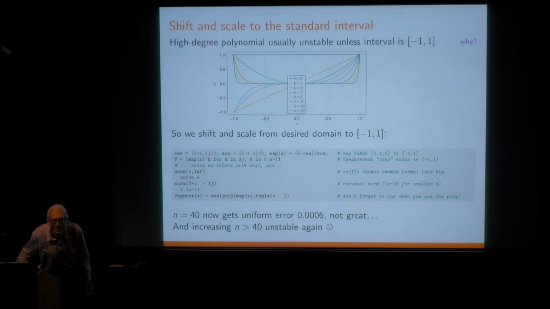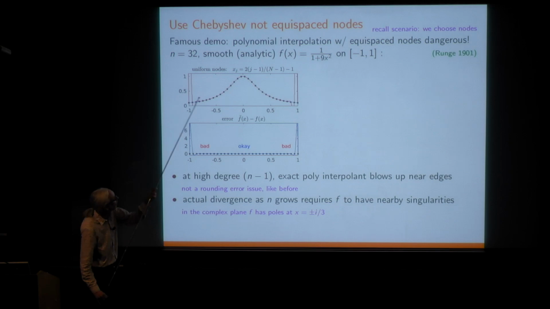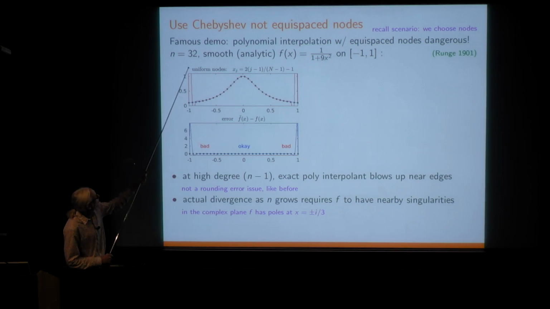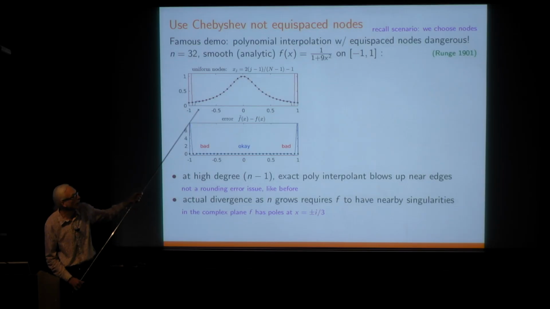Change the sample points. Yes, right. So what's going on? The conclusion is we're going to use a different set of nodes. Polynomial interpolation through equispaced nodes is a dangerous thing to do. You can do it. You just have to be careful.